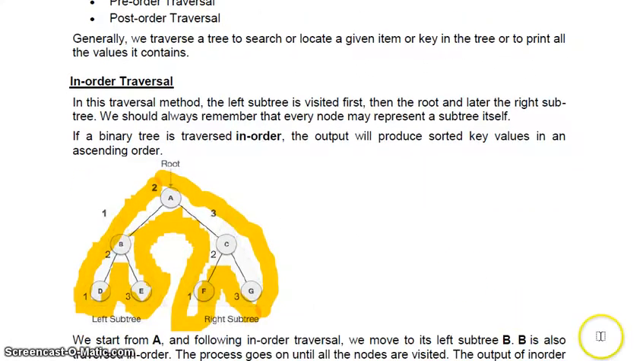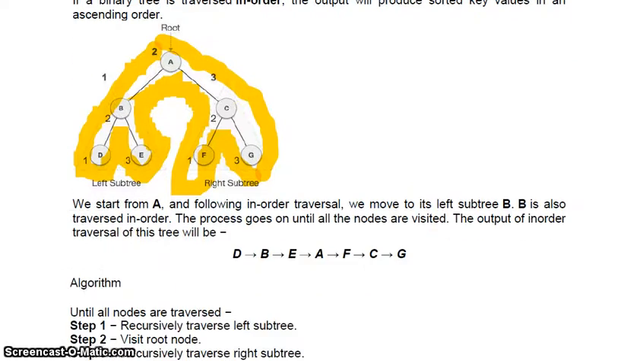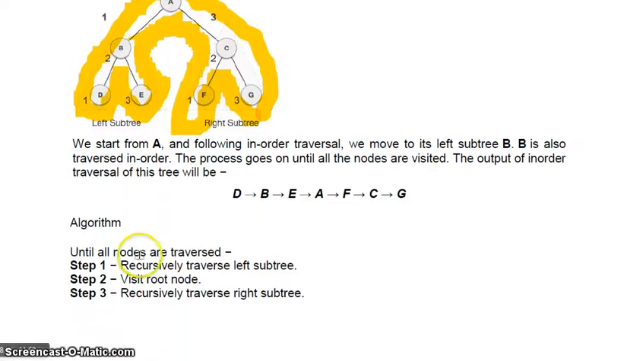In the in-order traversal method, the left subtree is visited first, then the root, then the right subtree. As you can see here, this is the root node, this is the left subtree and this is the right subtree. First we need to visit the left subtree, then visit the root node, then visit the right subtree. You can see the algorithm here.